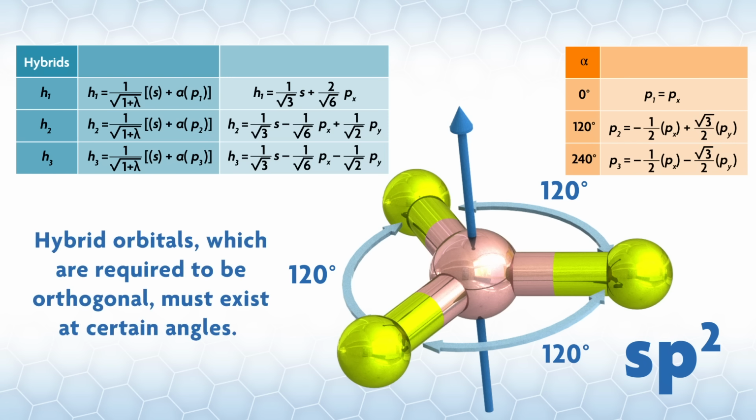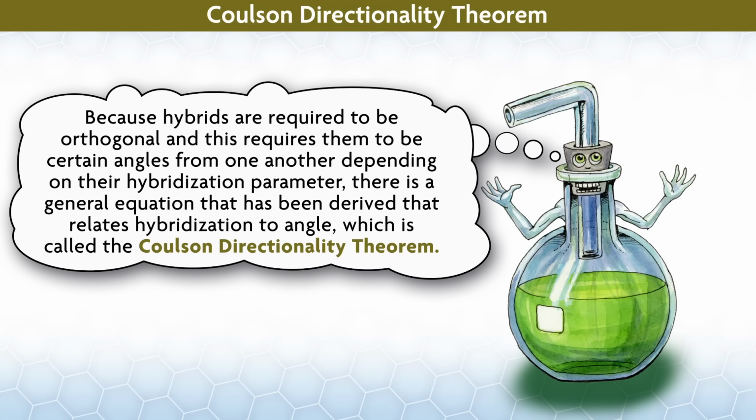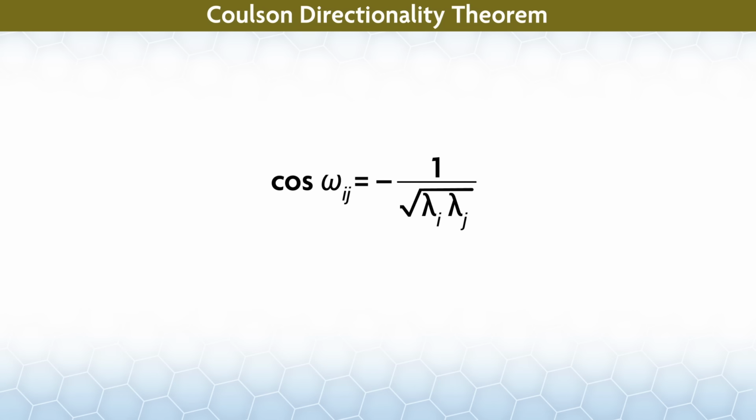Hybrid orbitals, which are required to be orthogonal, must exist at certain angles. Because hybrids are required to be orthogonal, and this requires them to be at certain angles from one another, depending on their hybridization parameter, there's a general equation that has been derived that relates hybridization to angle, which is called the Coulson directionality theorem. Here is the general form of the equation where omega ij is the angle between the hybrids, and lambda i and lambda j are the hybridization parameters for the 2 different hybrids.